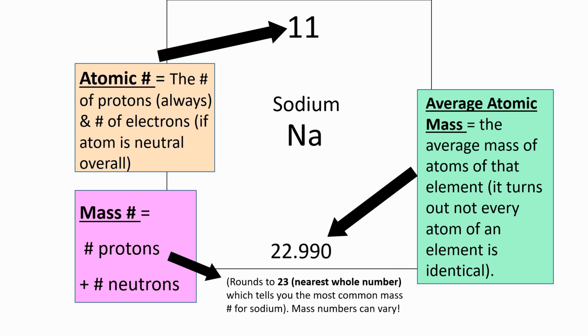Finally, we often round the average atomic mass to the nearest whole number because that tells us which version of a sodium atom is the most popular. So since the average is 22.99, this rounds to 23. That's an important number because it tells us the number of protons plus neutrons, and we know that there are 11 protons. So that means we can do 23 minus 11, and that gives us the number of neutrons. So we're going to practice this, so hang on tight.